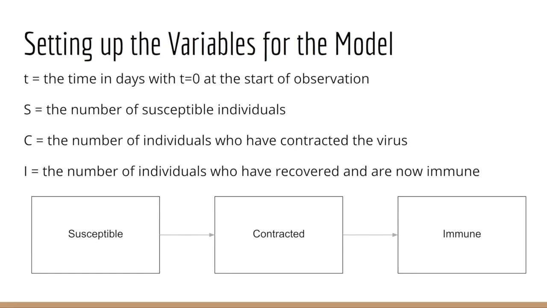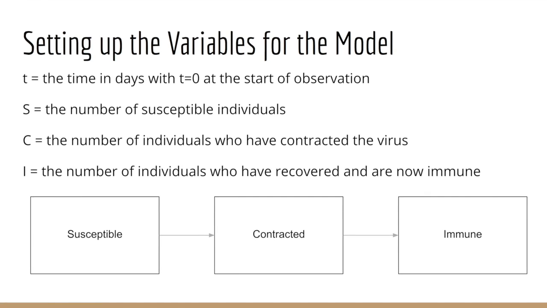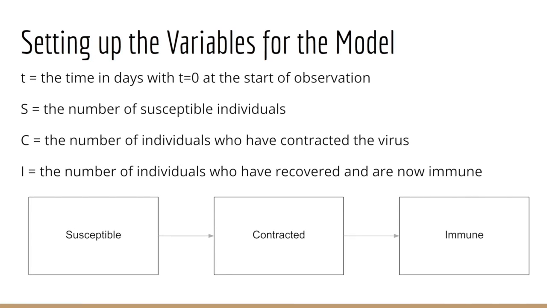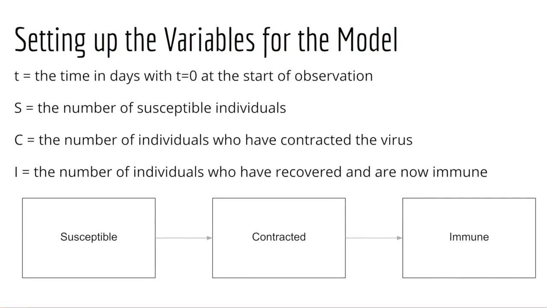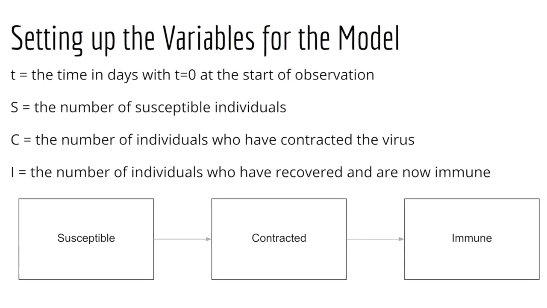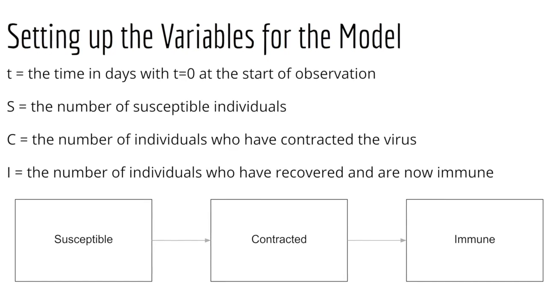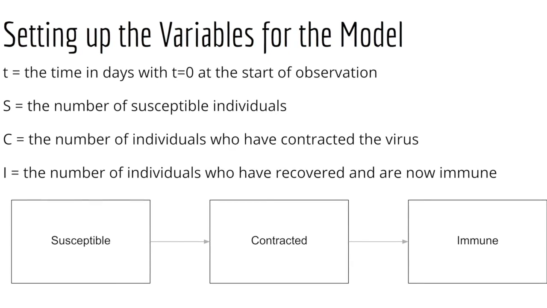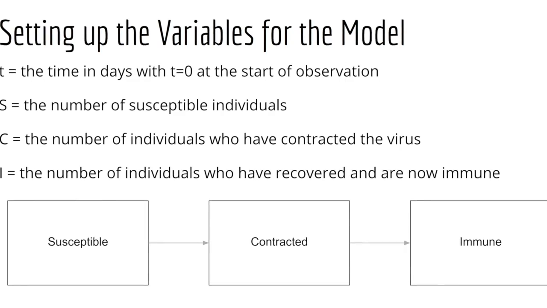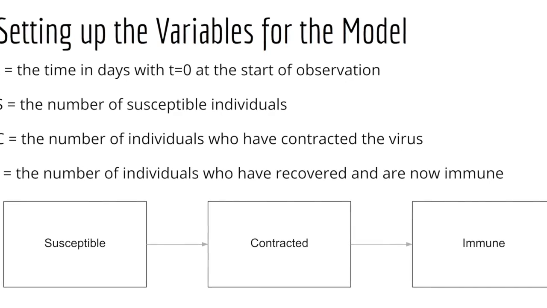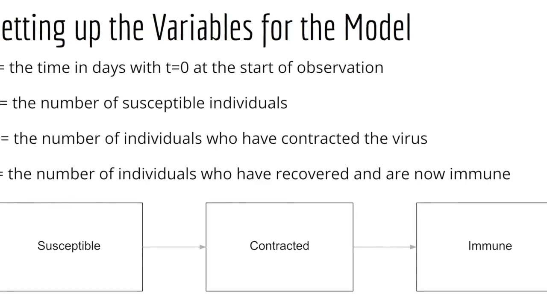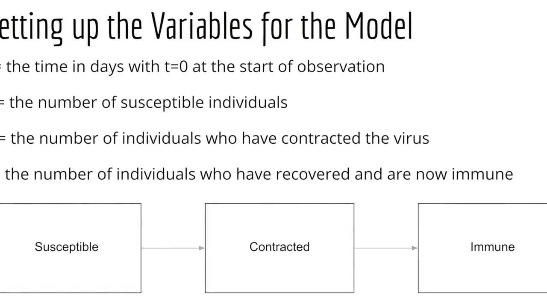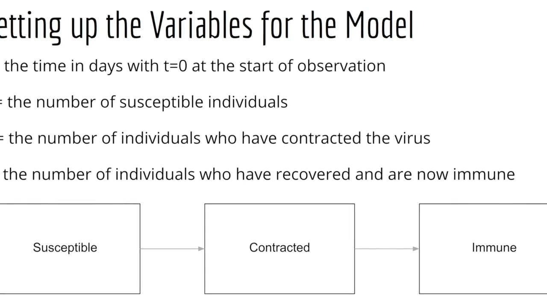For our model, the variables that we will be using are T for time, in days since observation, which starts at T equals 0, S for individuals susceptible to the virus, C for individuals who have the virus, and I for those who have contracted and recovered from the virus. Time T is the independent variable, and variables S, C, and I are dependent on time. We will have to add two parameters, A and B, to mathematically describe how individuals move amongst the categories. These parameters will have fixed values.